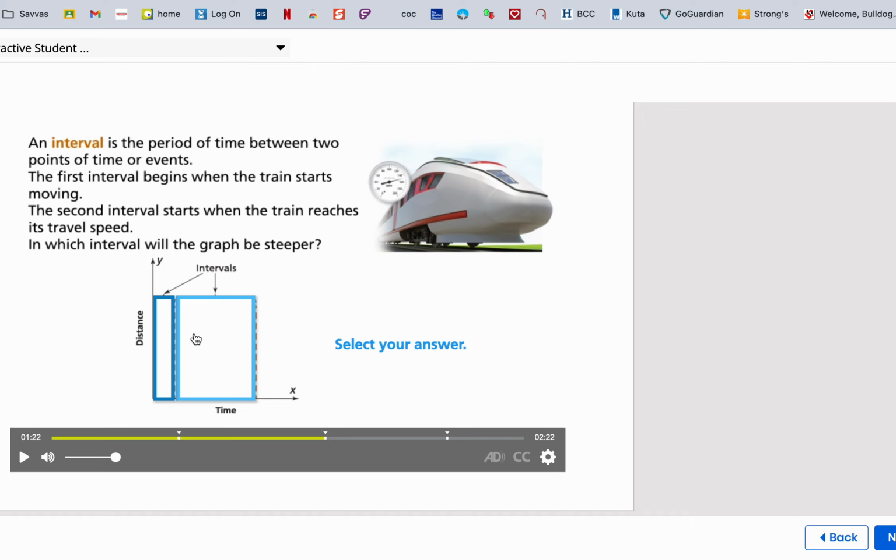So an interval is a section of a graph or a piece of the graph, and they're going to use this word over and over again in this lesson today. So an interval is just like one piece of the total. All right, so we're going to say this is the steepest.